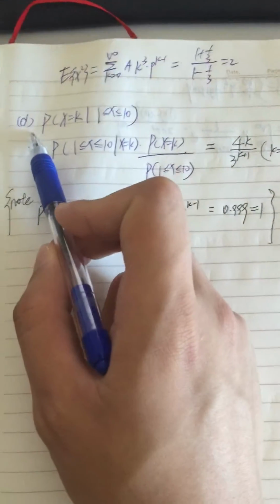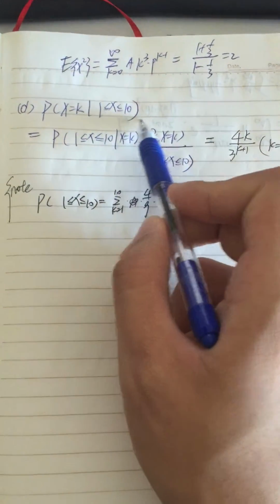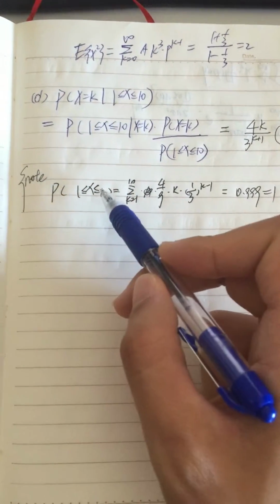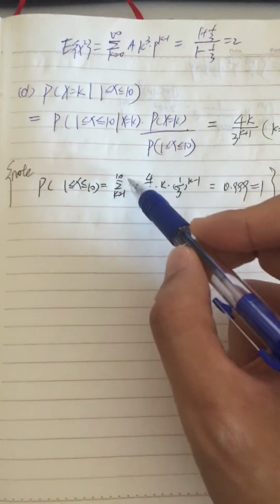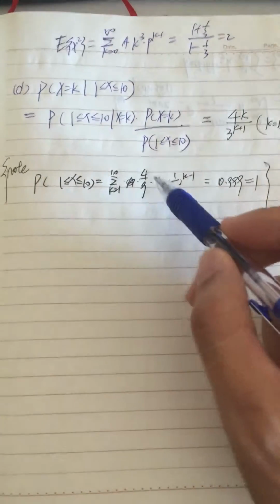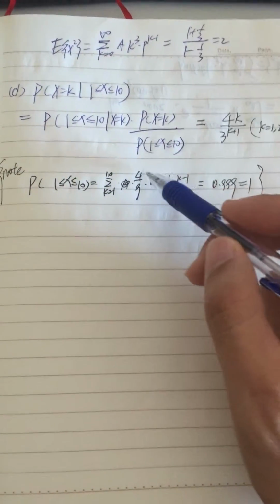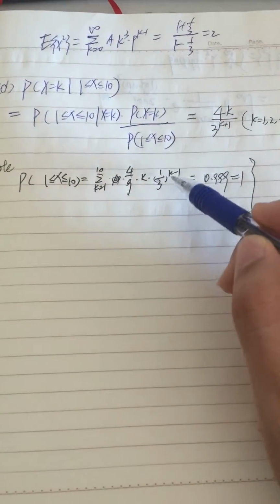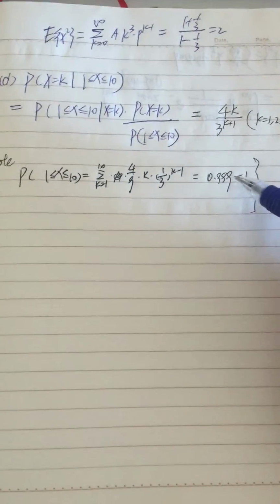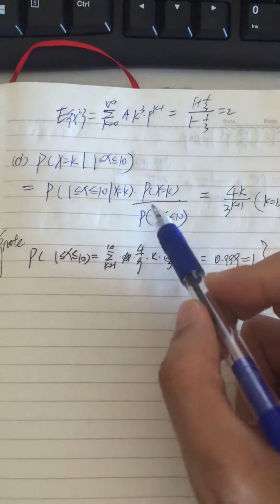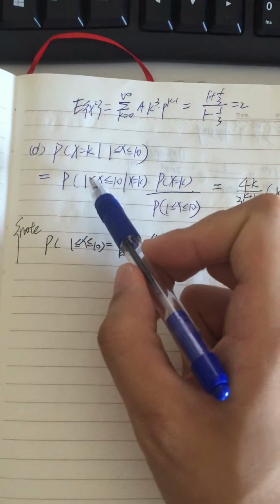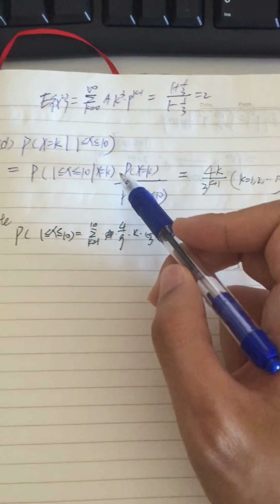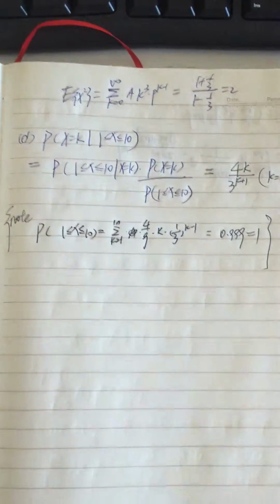And for problem D, the conditional probability. For the probability of x greater than 1 and smaller than 10, we can use the equation, the sum from k equal to 1 to 10, and since a is equal to 4 over 9, this is 4 over 9 multiplied by k multiplied by 1/3 to the k minus 1, which is equal to 1. So for this part, this is 1.